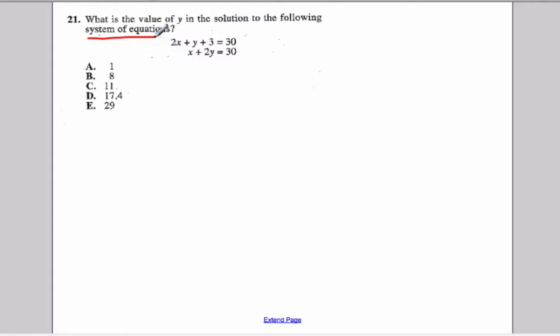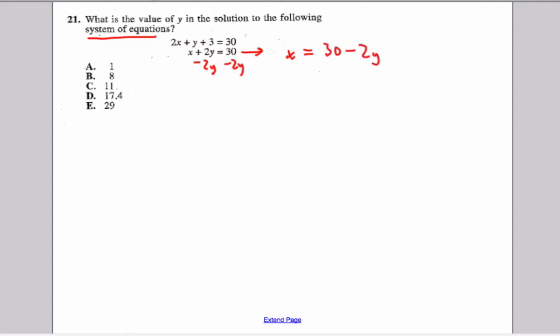First thing I'm going to do is solve for x. I have 2 different equations here, 2 different variables, and with 2 different variables, you got to solve for one of them so that you can set up your equation. This is the easiest one to solve for. I'm going to subtract 2y from both sides. So x is equal to 30 minus 2y.